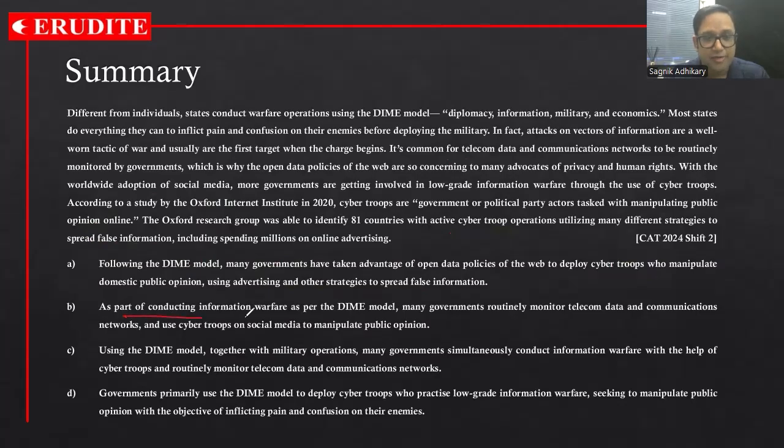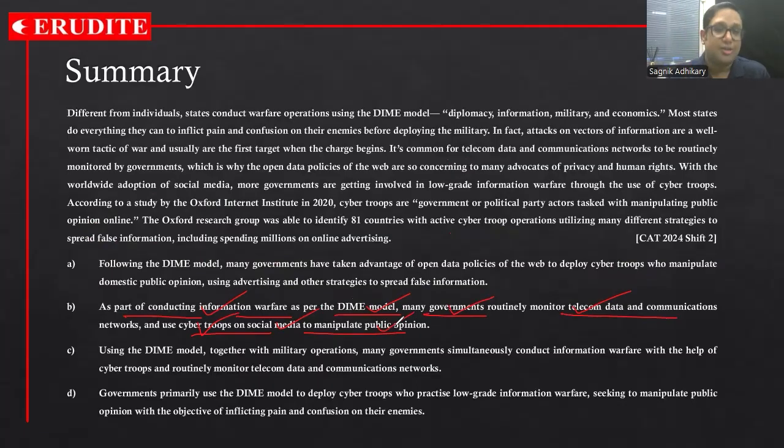B says, as part of conducting information warfare as per the DIME model, let's keep tallying. Information warfare, DIME model, governments routinely monitor telecom data, that's the first one, and use cyber troops, that's the third one, on social media to manipulate public opinion. Social media and public opinion, that's the second one. So we have B covering much more ground than A does.